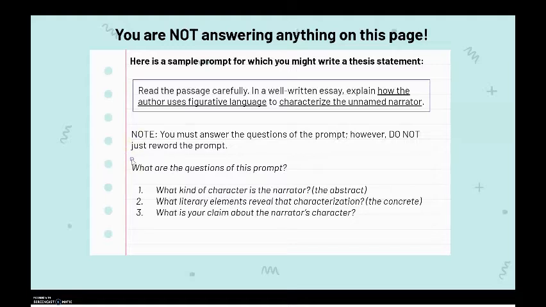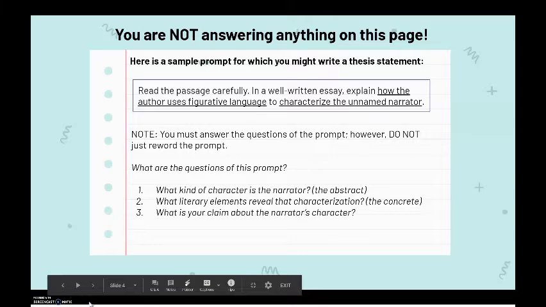So let's look at this note. You must answer the questions of the prompt. Do not just reword the prompt. When you're writing a thesis statement, you don't want to take the prompt and just rewrite it. We have to have certain elements for it to be effective. So these are the questions that we are going to find in a writing prompt. You're not answering this. What kind of character is the narrator? That would be the abstract. What literary elements reveal that characterization? The concrete.